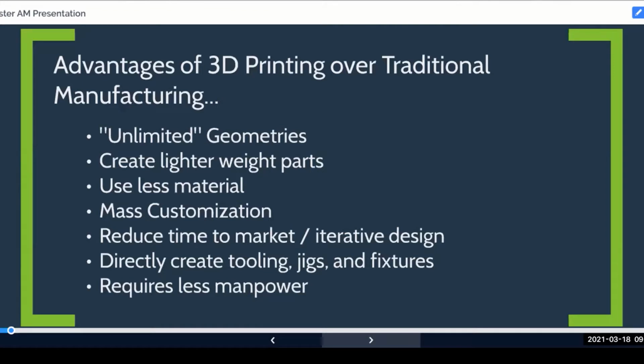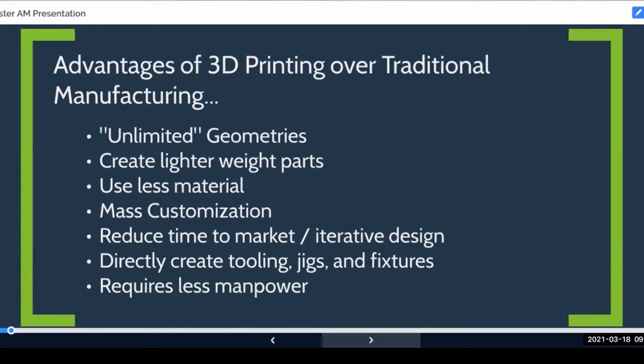Number 4, it allows for mass customization. If you think about making a mold, that's a really expensive part. That could be $500,000 if I'm making an injection mold. Well, that's great, and then I can pump out parts by the thousands. But the problem with that is, we're not all the same size. If I'm making something that interacts with the human body, every human is different. Maybe I make 3 molds, small, medium, and large. Well, none of those are going to fit any of us perfectly.